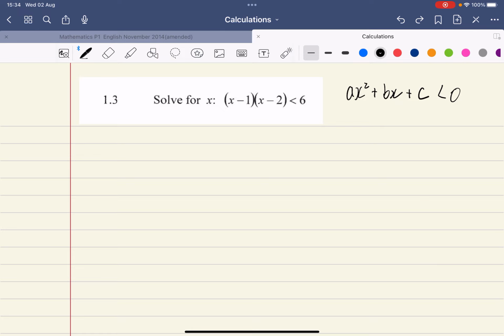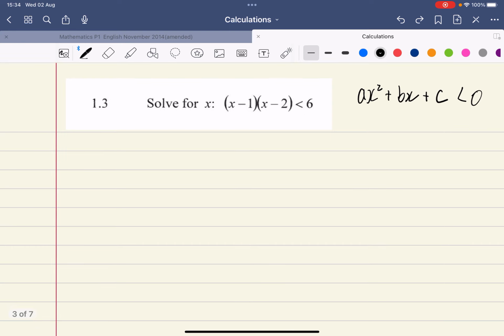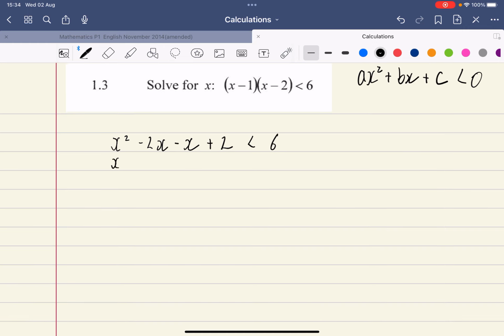And we will do that by expanding out the brackets. So let us do that. x² − 2x − x + 2 < 6. And now this is just algebra. −2x − x is −3x. 2 − 6, bring it over to the other side, is −4. x² − 3x − 4 < 0. Now this is something we can work with.